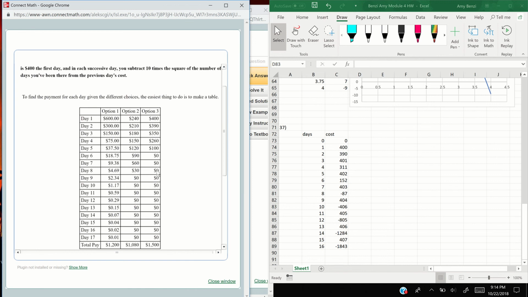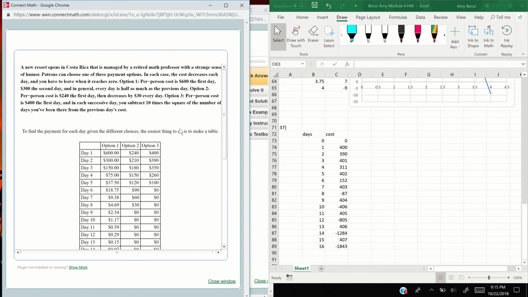So on this one, what did they get to? They started at 400 and they went down to $100. And it looks like we go down to 403. Let me just double check my formula here. All right, minus 10 times that number squared. Make sure this is applied all the way down. All right, there. Now we have something that looks similar.